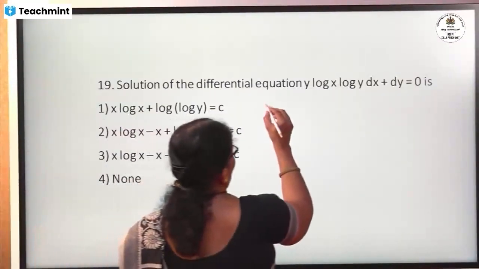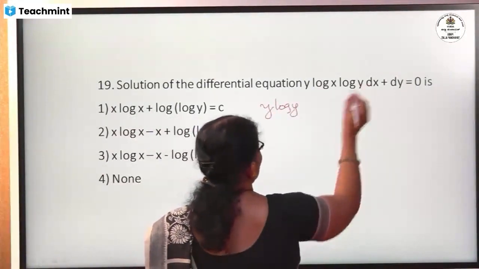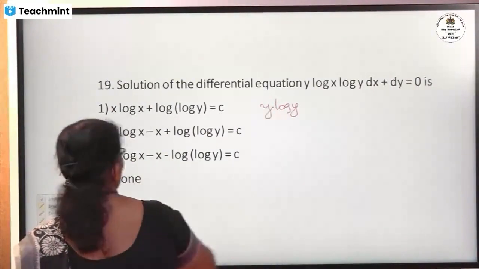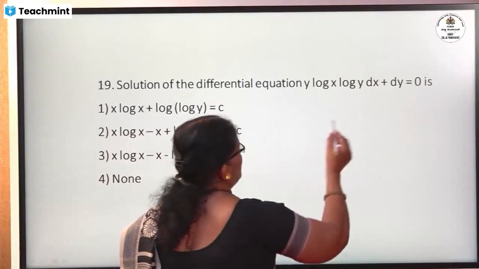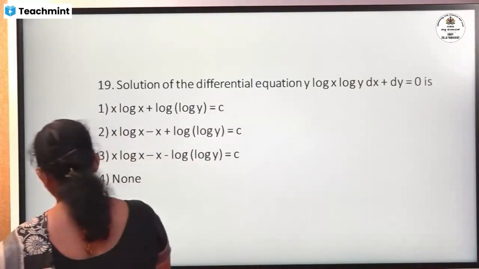Here again, I don't want log x as a coefficient of, just a minute. So I want log x and dx together. So I will retain them.